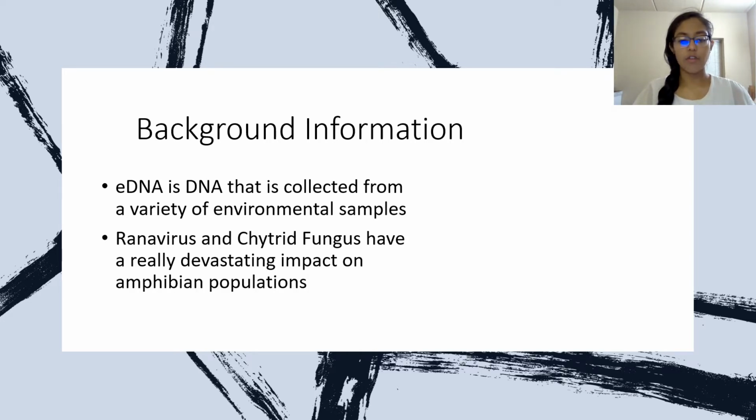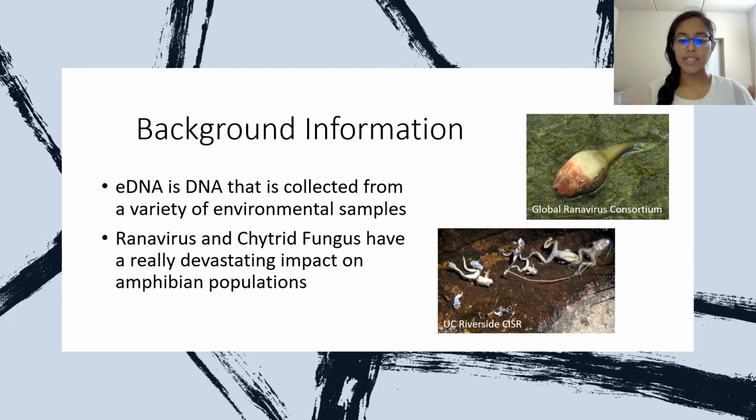Additionally, it's important for us to mention the pathogens that we are working with, ranavirus and chytrid fungus. As you can see from the top image, ranavirus can cause skin ulcers and internal bleeding in amphibians, which ultimately causes their demise. Chytrid fungus, as seen in the bottom image, causes a wide range of different symptoms. You can have discoloration in the skin, which is pretty mild, or you can have hardening and peeling of the skin, which ultimately leads to the death of the amphibian.